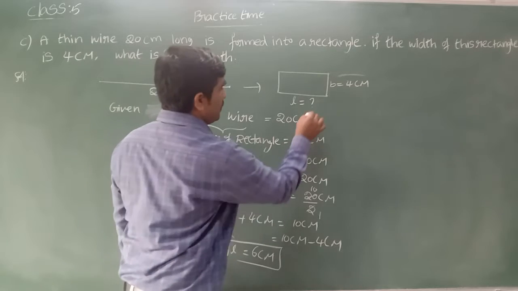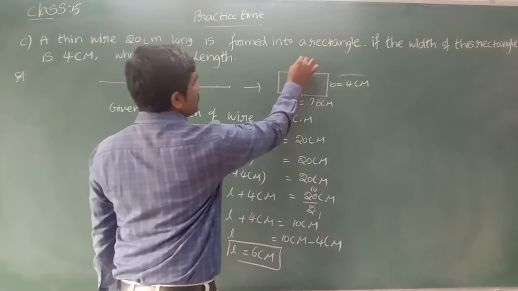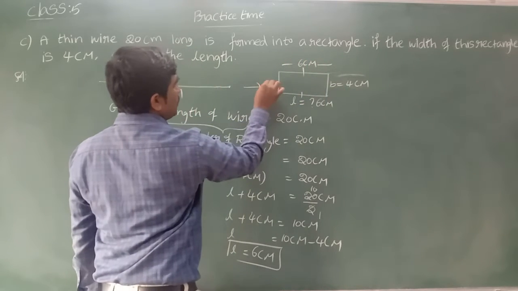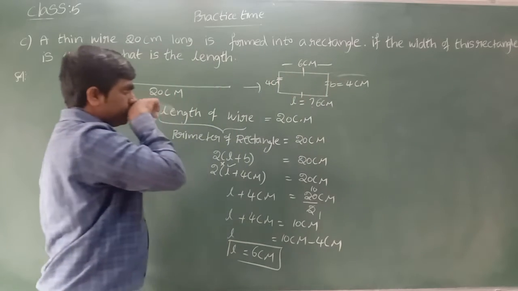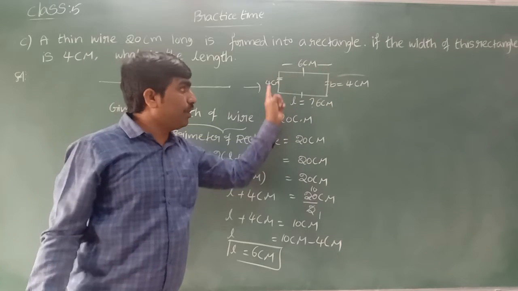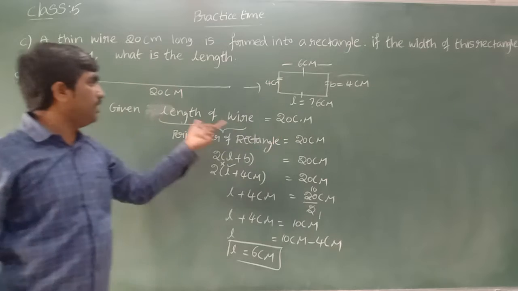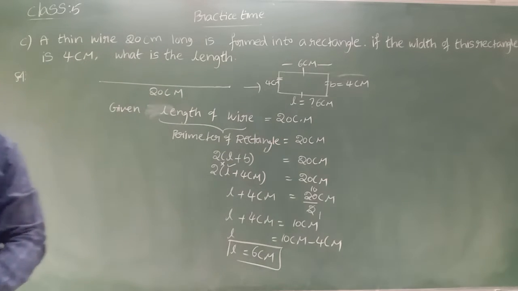What is the length, beta? 6 centimeters. In a rectangle, opposite sides are equal. So this side is also 6 centimeters, and the opposite of this is 4 centimeters. So both are equal. Still if you have a doubt, you can add all the lengths: 6 plus 4 is 10, 10 plus 6 is 16, 16 plus 4 is 20, which is equal to the length of the wire. Hope it is clear.